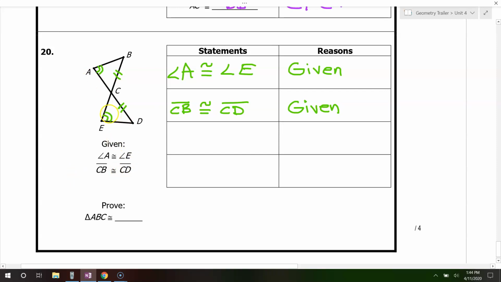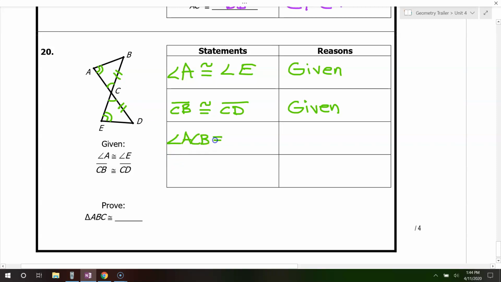We need another piece of information though. What can we mark just because of the way the picture looks? Well, these angles right here surrounding point C are vertical angles. Now, whatever you do, do not do this. Don't say angle C is congruent to angle C. All right, because are you saying this angle is congruent to itself? No, we're talking about two different angles. So you can't name them with the same name if you're talking about two different angles. So what do we use? We use the three-letter name. So we will say angle ACB.